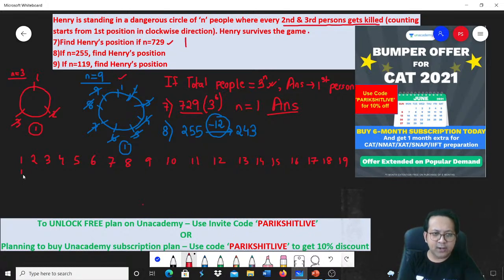So initially you will count 1, 2, 3, and 2 and 3 are getting killed. You count 4, 5, 6, second and third person, 5 and 6 are getting killed. 7, 8, 9, 8 and 9 are getting killed.